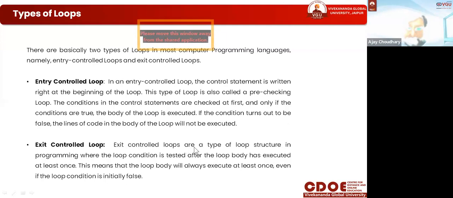Exit control loops are a type of loop structure in programming where the loop condition is tested after the loop body has executed at least once. For example, the do while loop is an exit control loop. The code is executed first, and after that we check the condition. That is called an exit control loop.